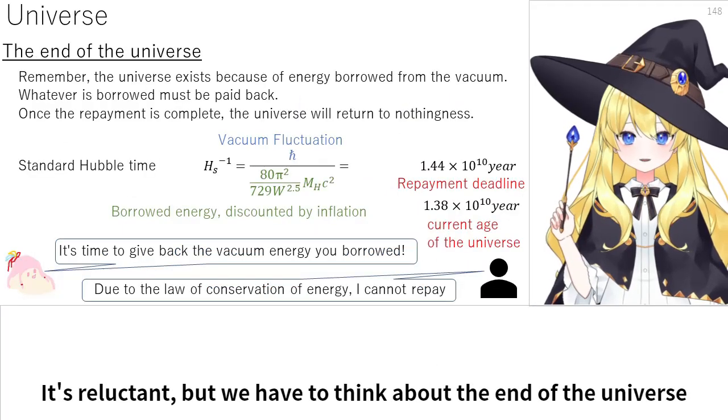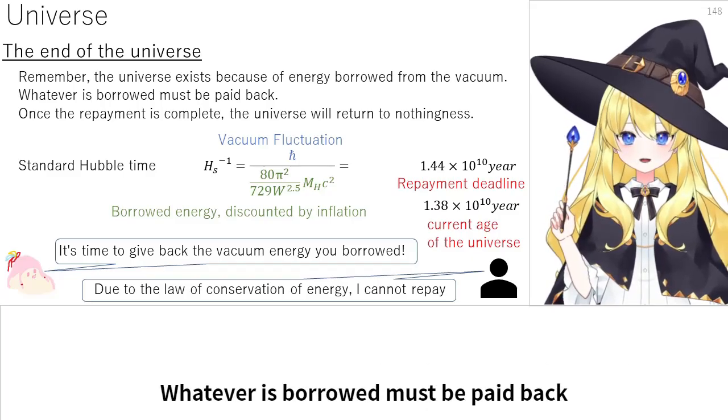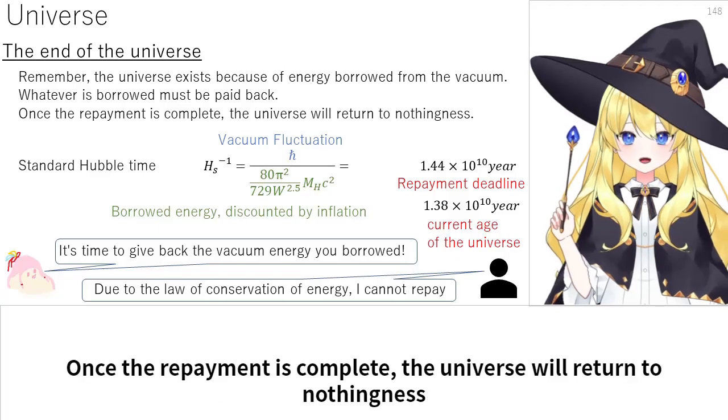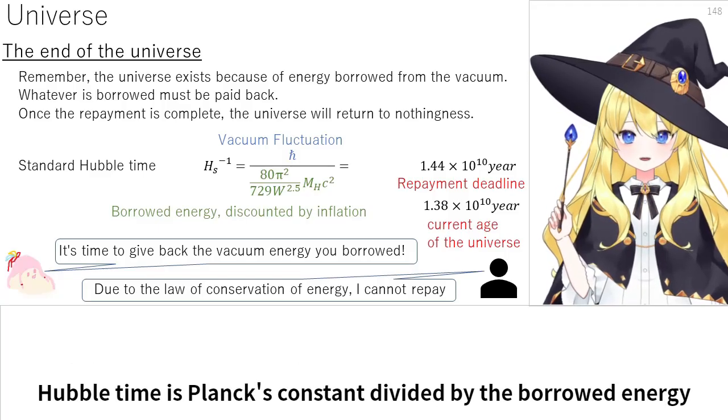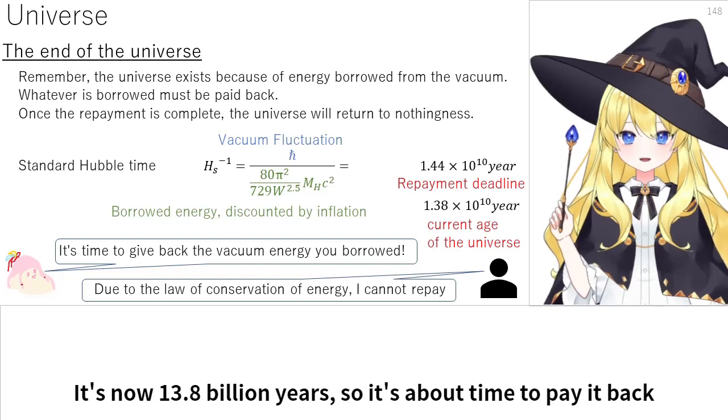It's reluctant, but we have to think about the end of the universe. Remember, the universe exists because of energy borrowed from the vacuum. Whatever is borrowed must be paid back. Once the repayment is complete, the universe will return to nothingness. Hubble time is Planck's constant divided by the borrowed energy. That 14.4 billion years is the repayment deadline. It's now 13.8 billion years, so it's about time to pay it back.